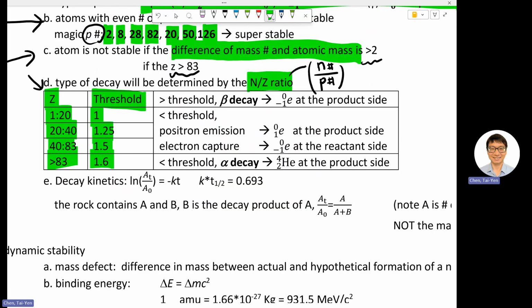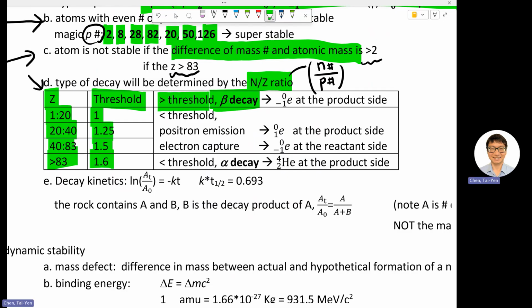Once you are given an atom, you can definitely calculate your N to Z ratio. If your N to Z ratio is larger than the threshold, then the atom will undergo a beta decay, and it is going to produce one electron on the product side. As long as your ratio is larger than the threshold, all you have is a beta decay. So it's actually the number one limiting factor.